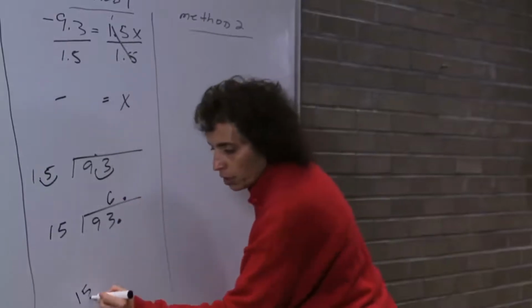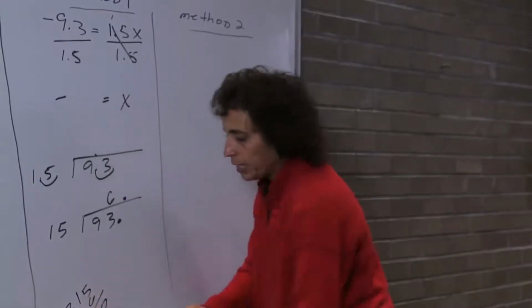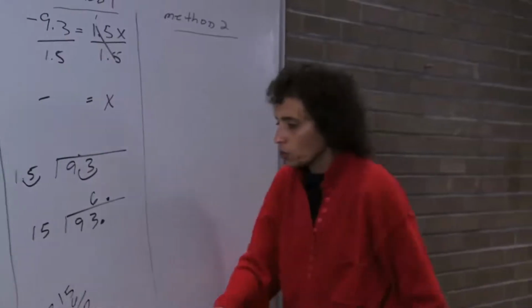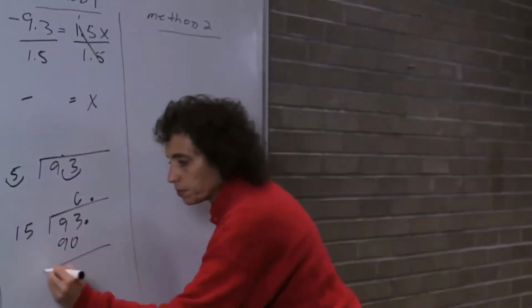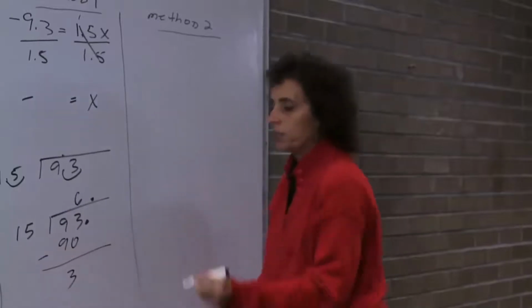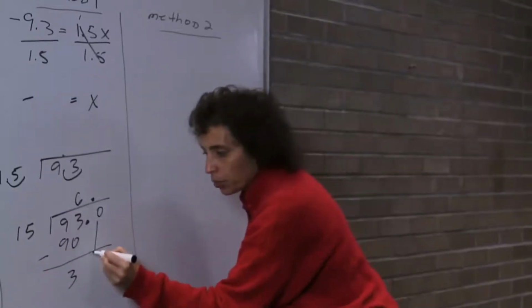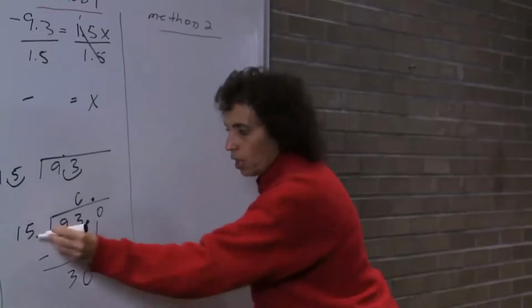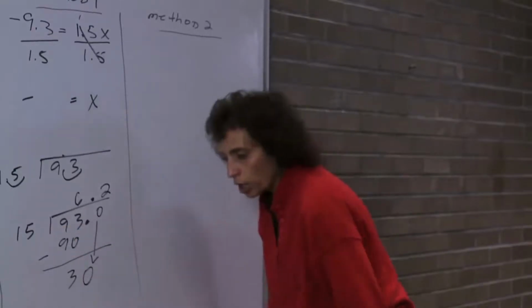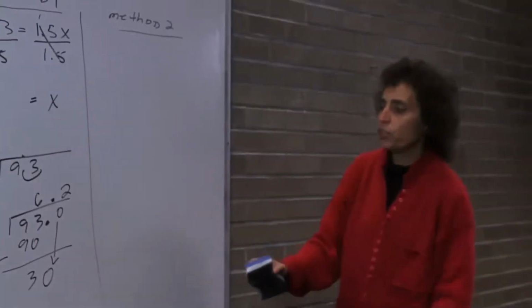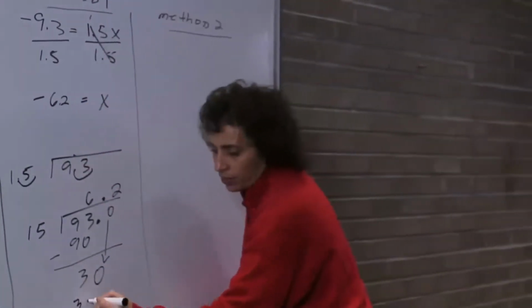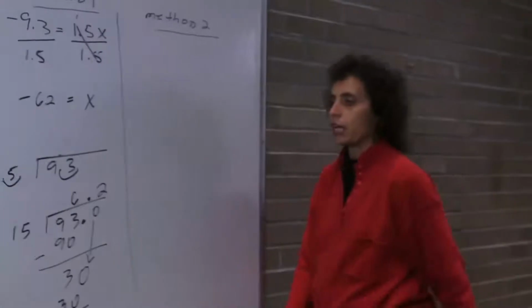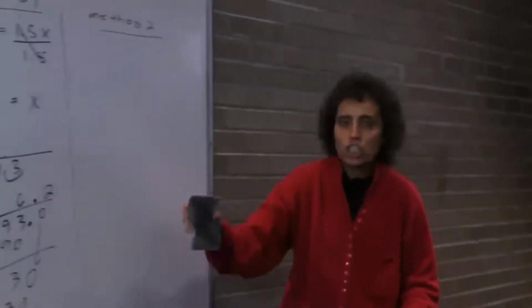15 times 6, I'm pretty sure, yep, is 90. Okay. Goes 6 times. Subtract. We get 3. We have to add a 0. Bring it down. 15 into 30 goes 2 times. So the answer is 6.2, but it's negative 6.2. I had nothing left, so I didn't continue here, but obviously you can. So our answer is negative 6.2.